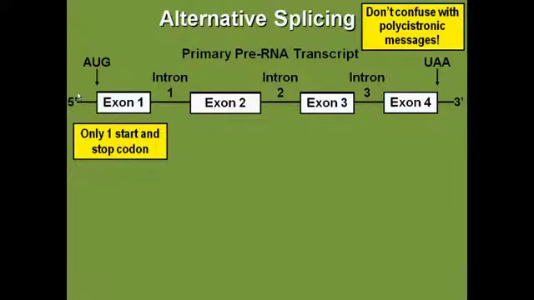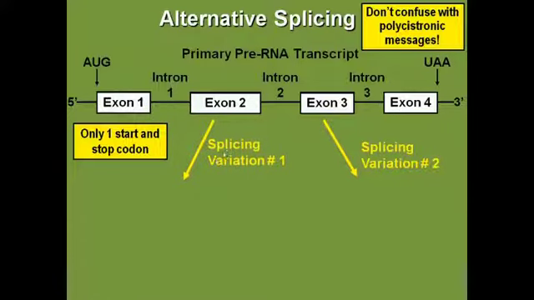So here's what I'm talking about. In alternative splicing, you have one single messenger RNA, and unlike polycistronic messages, you have one start and one stop codon. So the ribosome will come along, it will see that start codon, and it will stop when it sees the stop codon. But prior to it being read by the ribosome, there's going to be some splicing that happens.